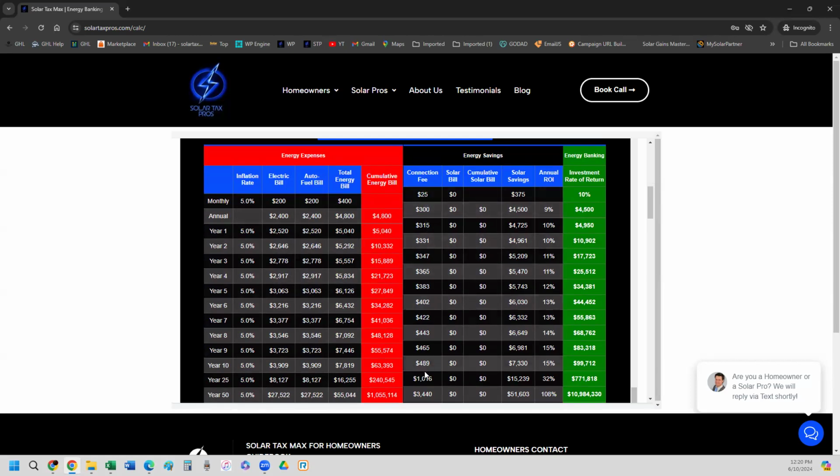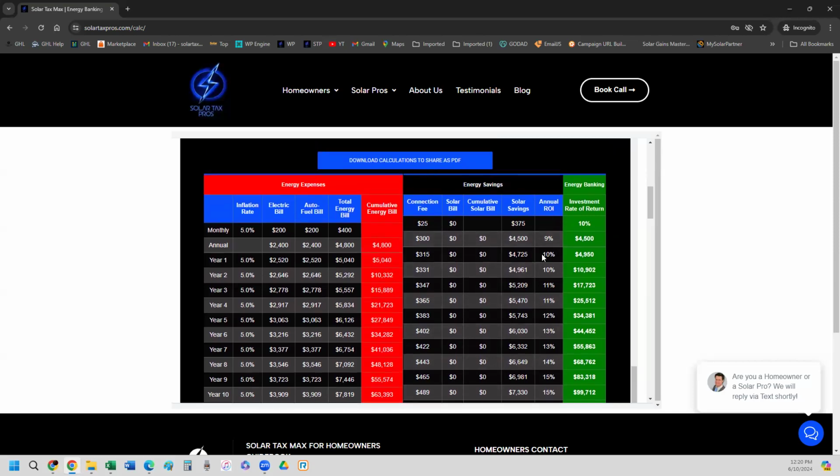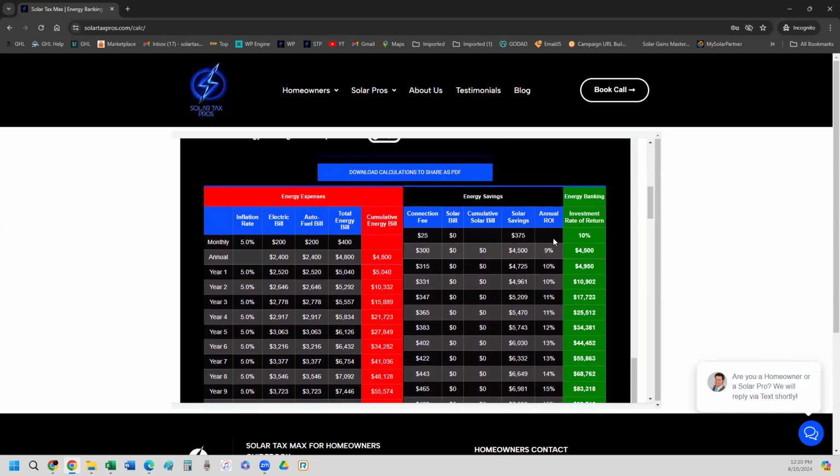Now, if you were to take the connection fee, right, and let's say the connection fee grows by inflation, but you have no solar bill or no cumulative solar bill because you paid cash for this, you have solar savings. So, Mr. Homeowner, by buying solar, you're literally earning 9% on your money, on your investment to go solar. Plus, you've increased the value of your home, and the government gave you a whole bunch of money back, right?